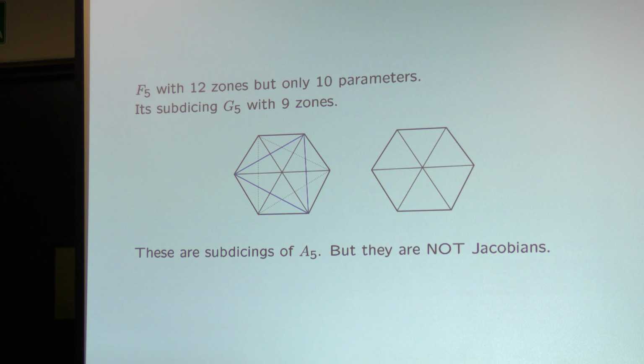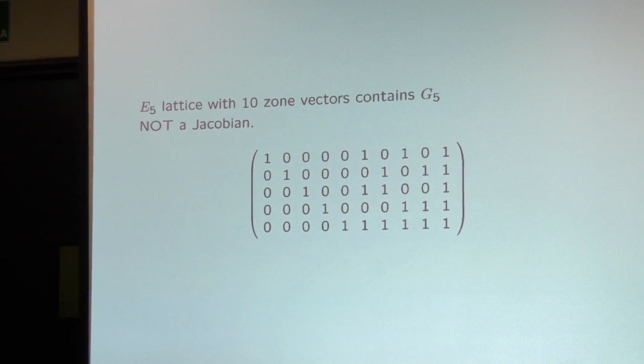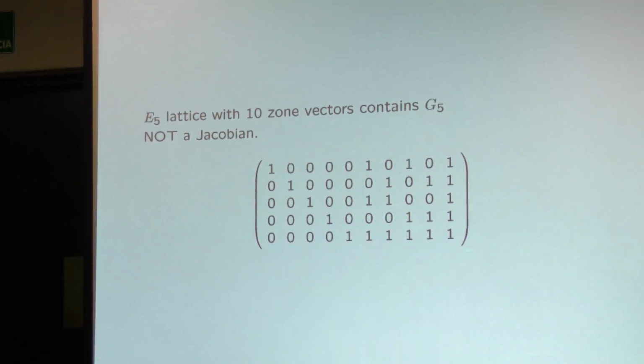What is easier is to show that the famous one, E5, has 10 zone vectors. This is the 4th maximal dicing in dimension 5. It has 10 zone vectors. It is easy to show this is not a Jacobian, because if it's maximal, then we cannot add any more vectors there and still have a dicing. Every graph comes with 12 zone vectors. So you see, this is impossible to be a sub-dicing of a Jacobian. So this is not a Jacobian.